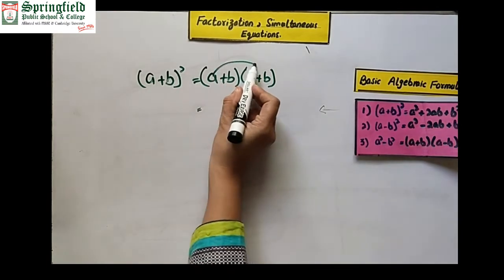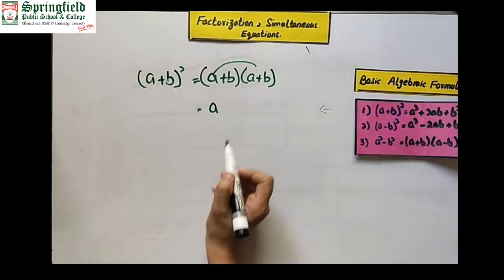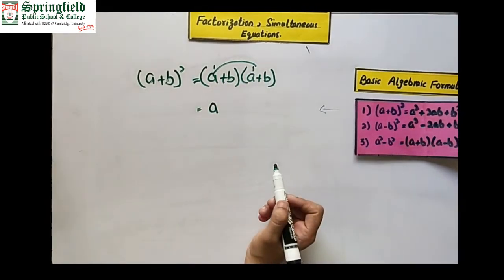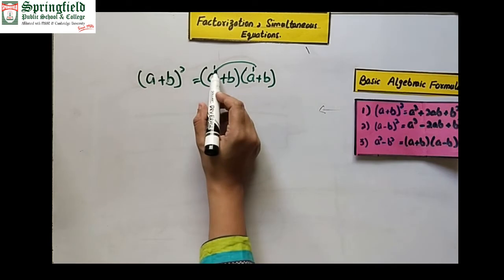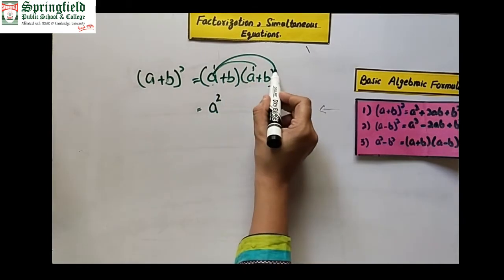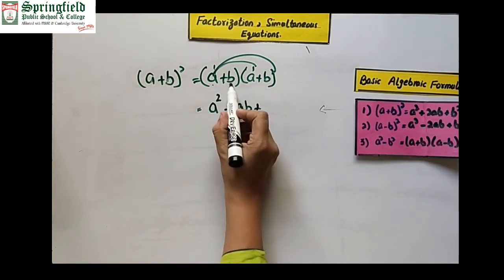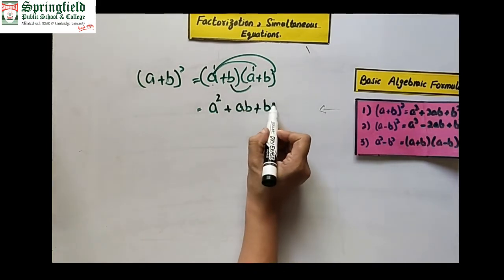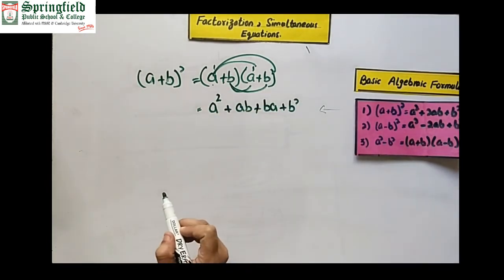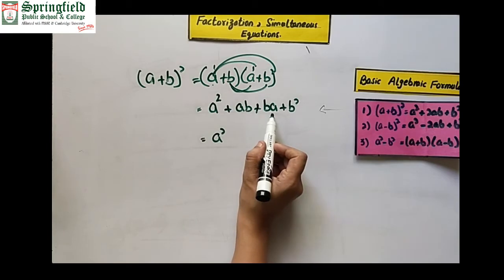So a will multiply with the second complete term. So a multiply with a, and as we know that when bases are the same, the powers will add. Here the power is 1, and here the power is also 1. So bases are the same, a, so the powers will add: 1 plus 1 becomes 2. Then a will multiply with b, so it will become plus ab. Then write down the plus sign and take the b. b will multiply with a, it will become ba, and then b will multiply with b, plus b square. Bases are the same, so powers will add. So a square, ab and ba have the same meaning.